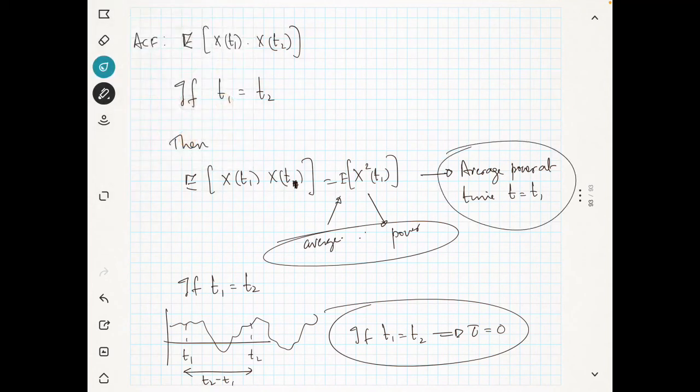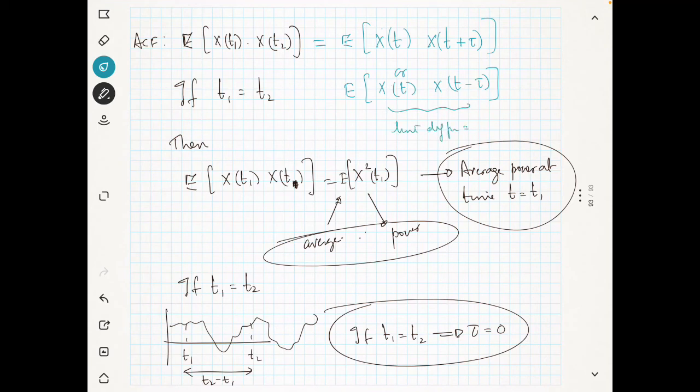So you can also represent this as expected value of x of t, and you observe at another time, which is nothing but t plus tau. Or you can have another representation in this way: expected value of x of t and x of t minus tau. That means you have a time difference. What is the time difference here? The time difference is equal to tau, and here also the time difference is tau. So this is nothing but the autocorrelation function. All these are representing the autocorrelation function of a random process.